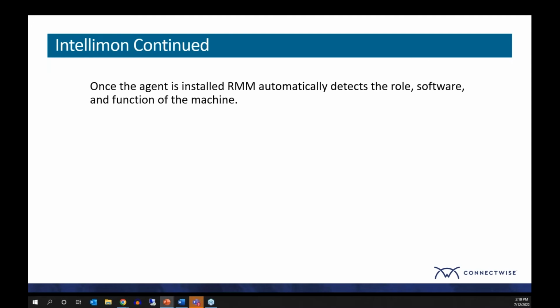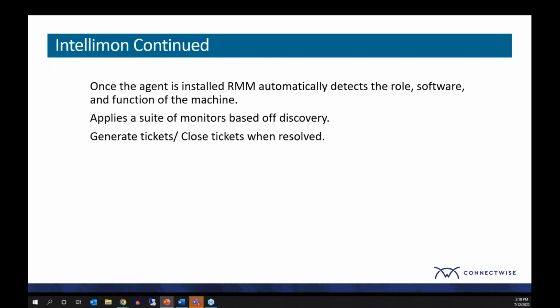As soon as the agent gets deployed out to your system, it's going to automatically detect the role, software, and function of that particular machine. And then it's going to apply the suite of monitors based off that discovery. So for example, if you have an HP Exchange server because you're old school and you like having an Exchange server on premise and you don't want to have one online, not a problem. We're going to detect the role of that Exchange server as well as the hardware being HP hardware. And we're going to have the suite of monitors associated with both of those pieces applied to this machine, automatically generating tickets as soon as you onboard this device.